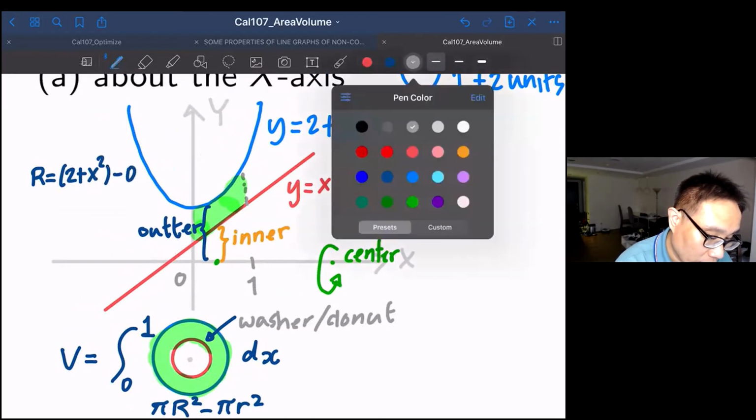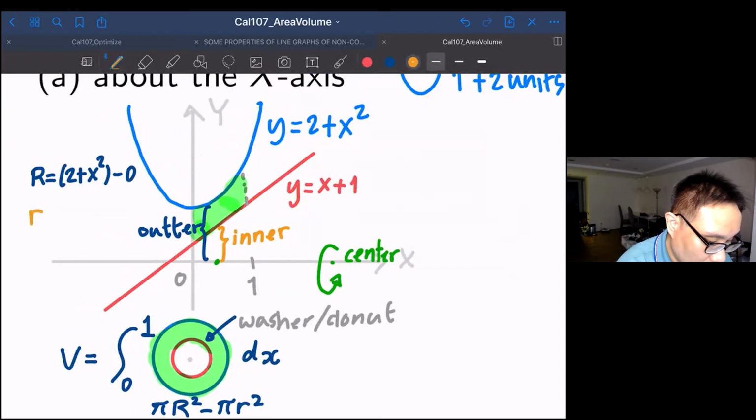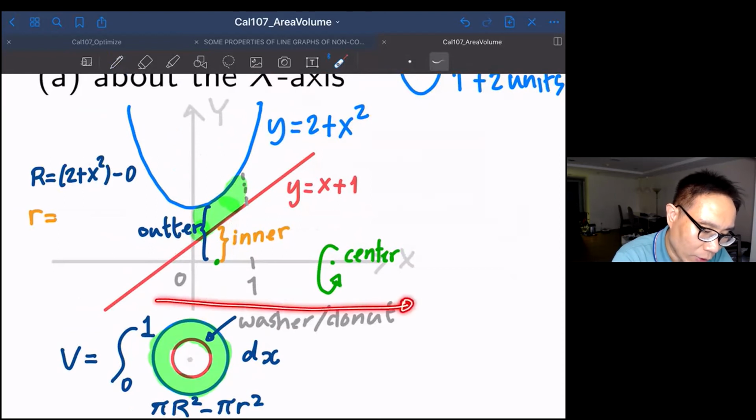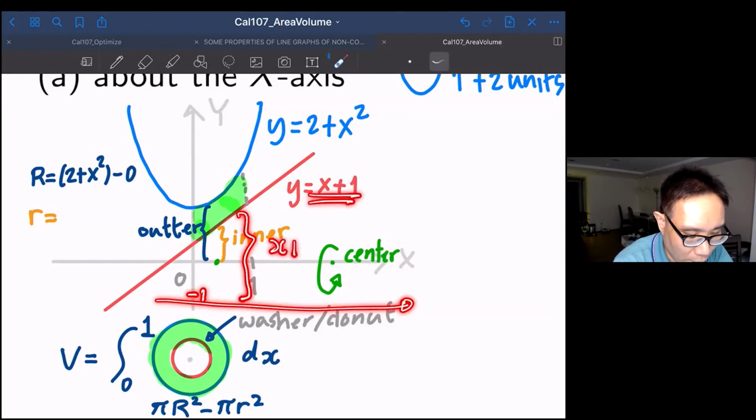And for the small r, for the inner, you see that it's going to be here. So it's going to be x plus 1 subtract 0. I subtract 0 because you are beginning at 0. What if you begin at negative 1? So if you have negative 1 here, and if you like to compute, it turned out to be x plus 1, okay, x plus 1. And instead of subtracting 0, you're going to subtract by negative 1. You see that you're going to get more distant.